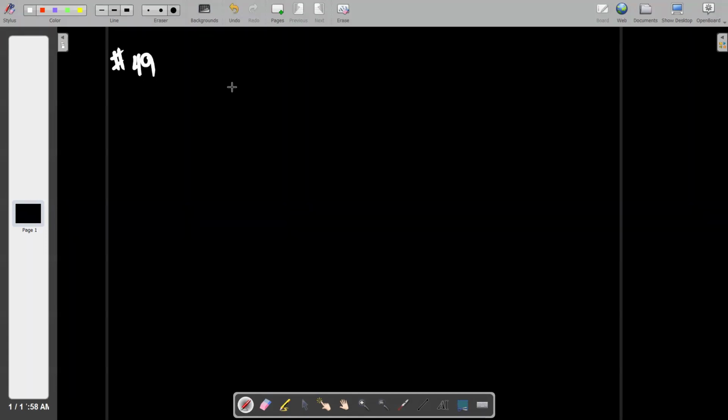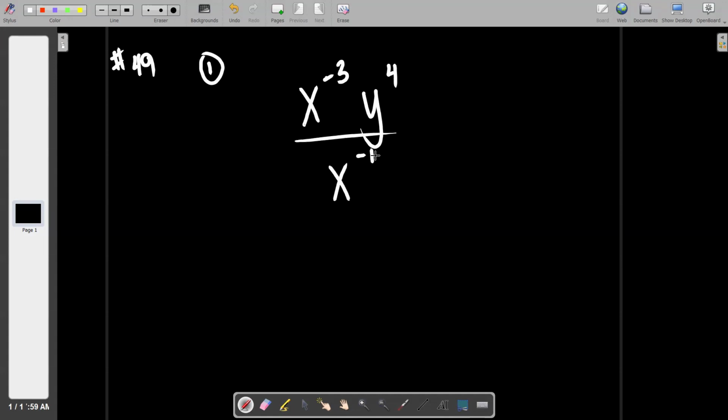So assignment number 49, problem 1. What I see is that there are some x's on top and some x's on bottom. So we're just going to use the subtraction rule, which says to take the top x's exponent, which is -3, and subtract the exponent on the bottom x, which is -1, and -3 plus 1 is -2. You with me so far?